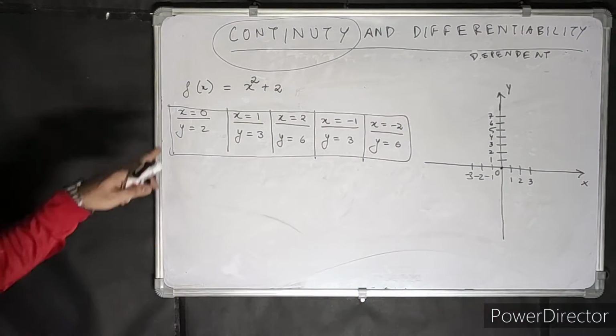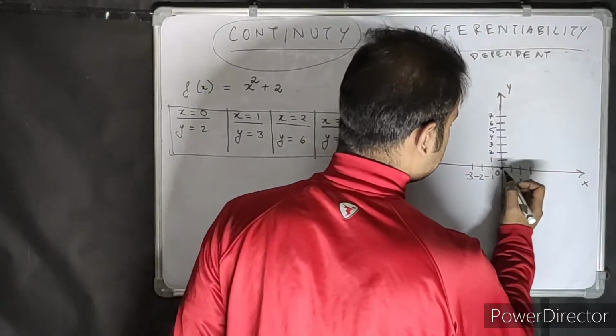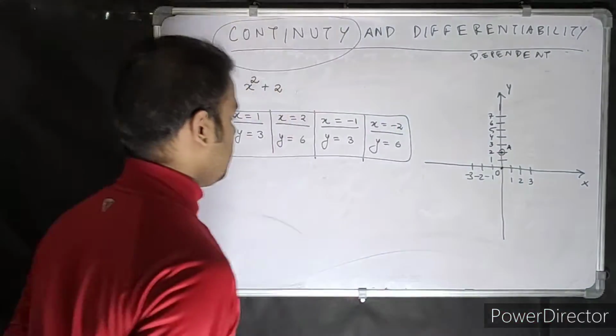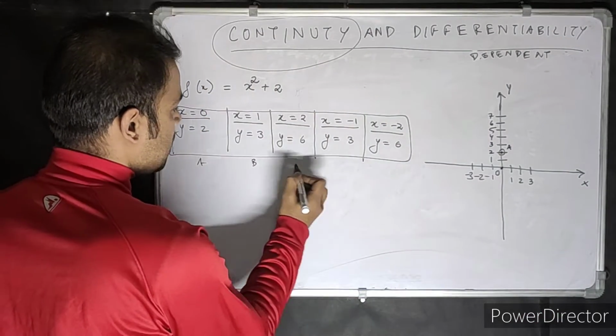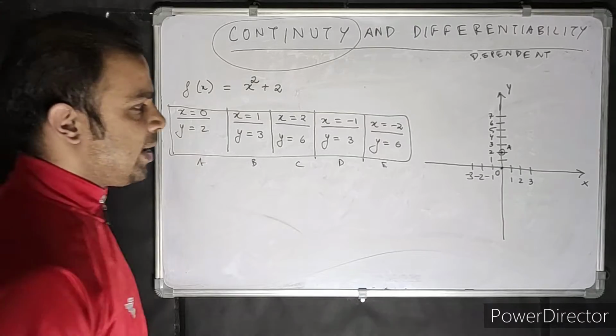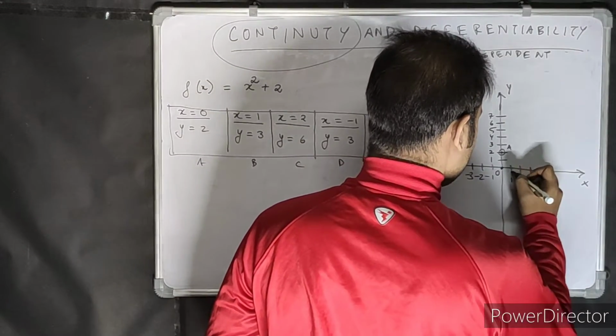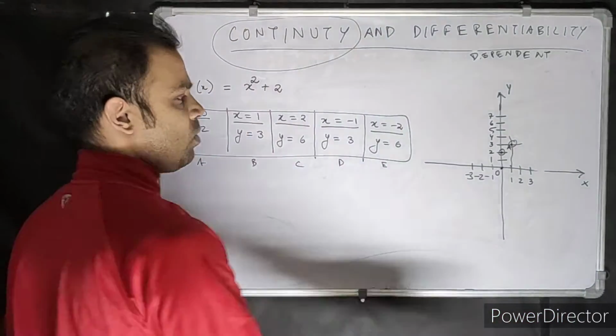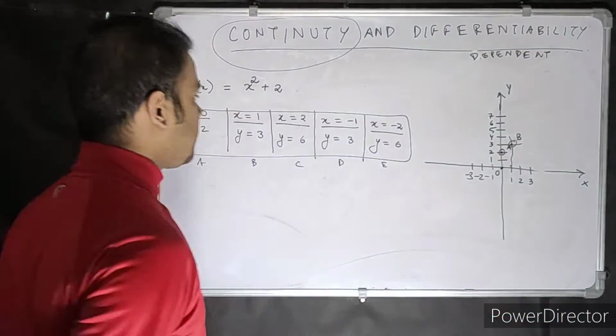Now let's start plotting. X is 0 but Y is 2. Here is the first point. This is A, this is B, C, D and E. When X is 1, then Y is 3. Look at this. X is 1, Y is 3. B. Next.